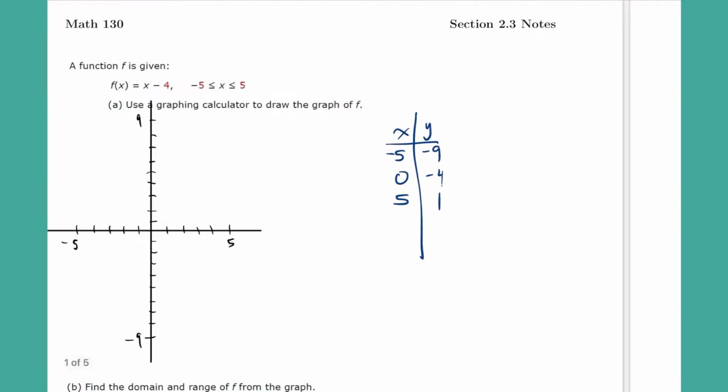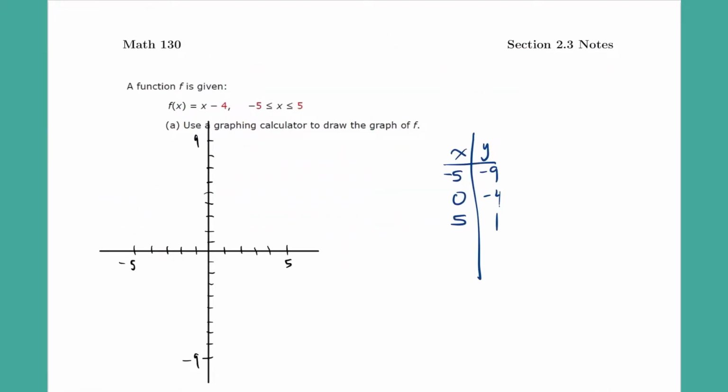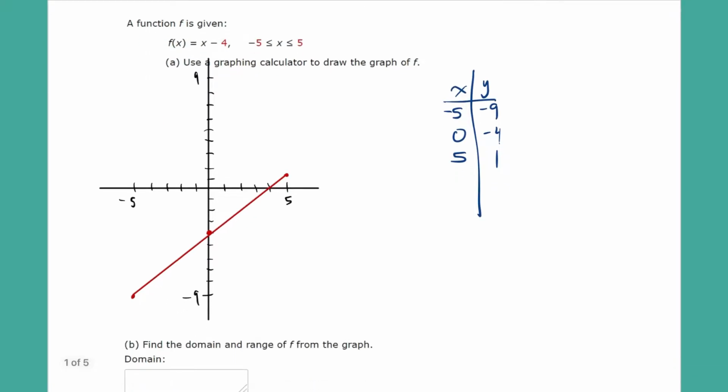And so our graph is going to go from -5, -9, which would be down here. And then it would go 0, -4, which would be there. And then 5, +1 would be about there. And those 3 points should be on a straight line. It might not be exact because my tick marks aren't exactly perfect, but you get the idea. And there you go. There's your line segment, and that's the domain here.